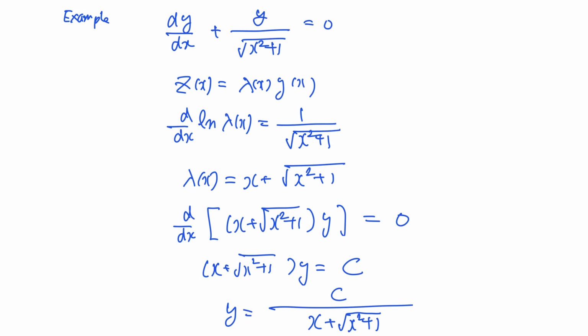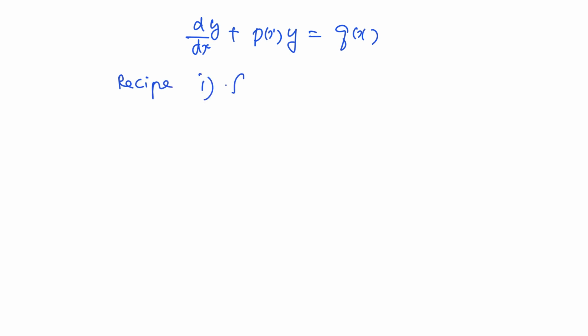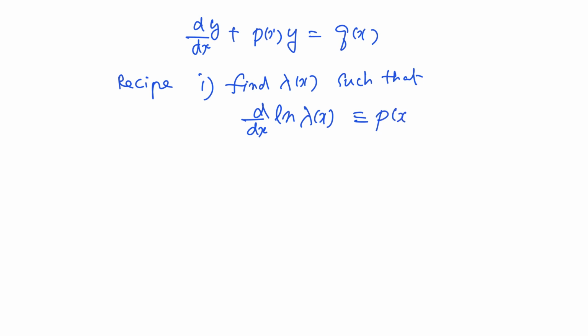So maybe I still need the time to copy. The recipe for this equation, dy/dx plus p(x) y equals q(x): Number 1, find lambda x such that d/dx of ln lambda x equals p(x). This is the first step, right?